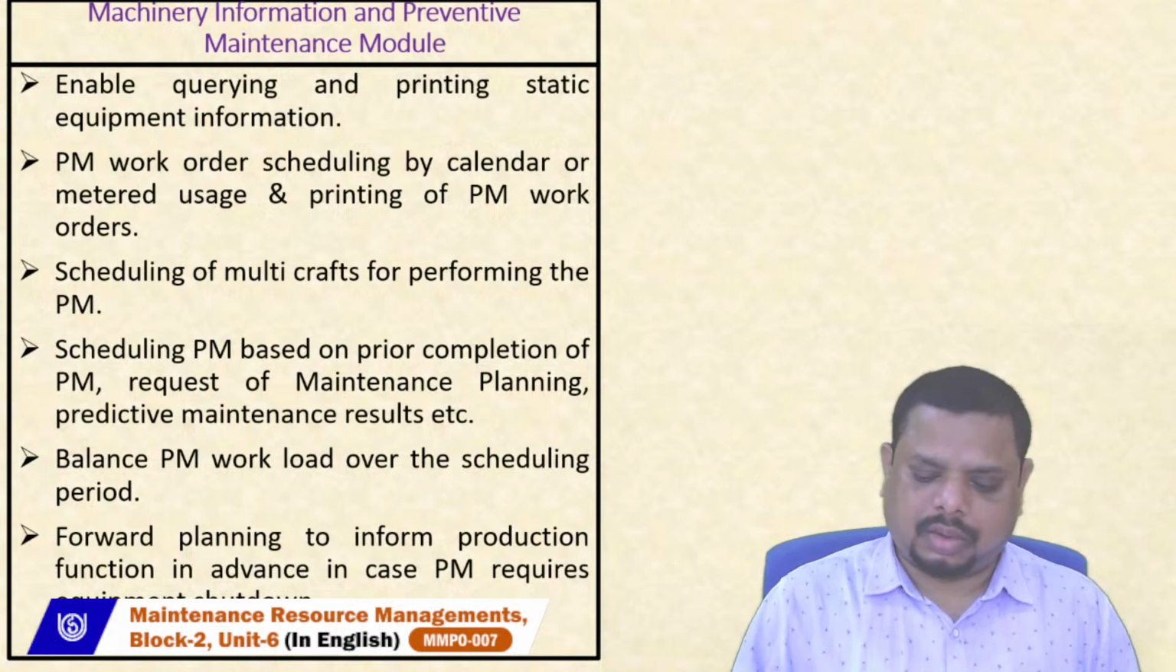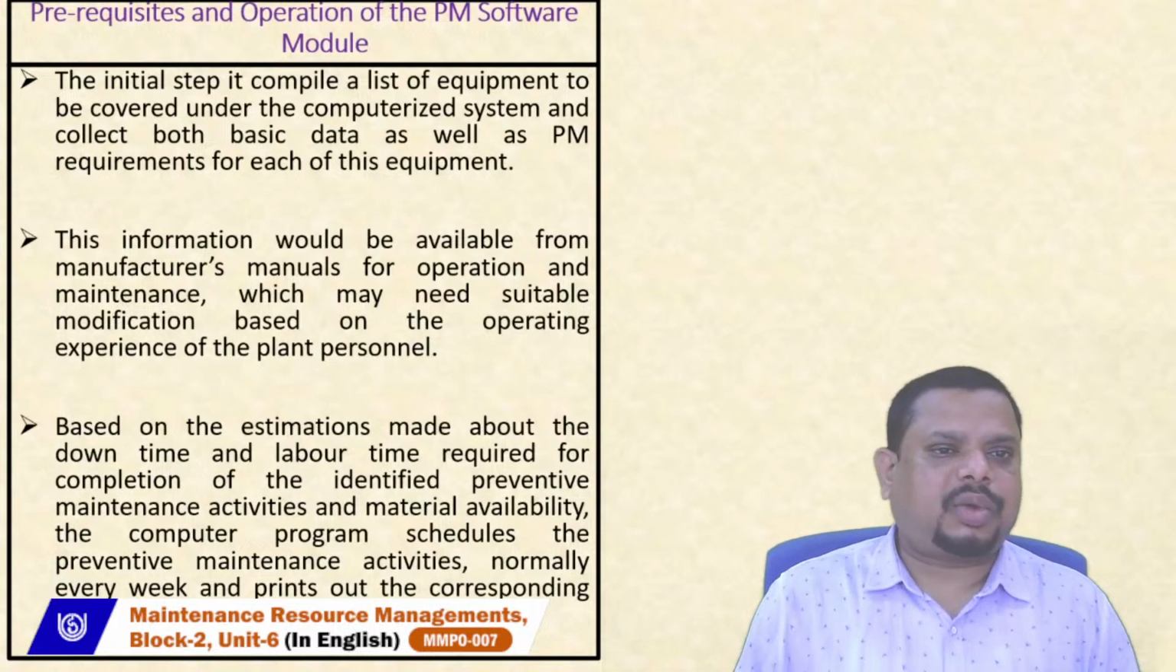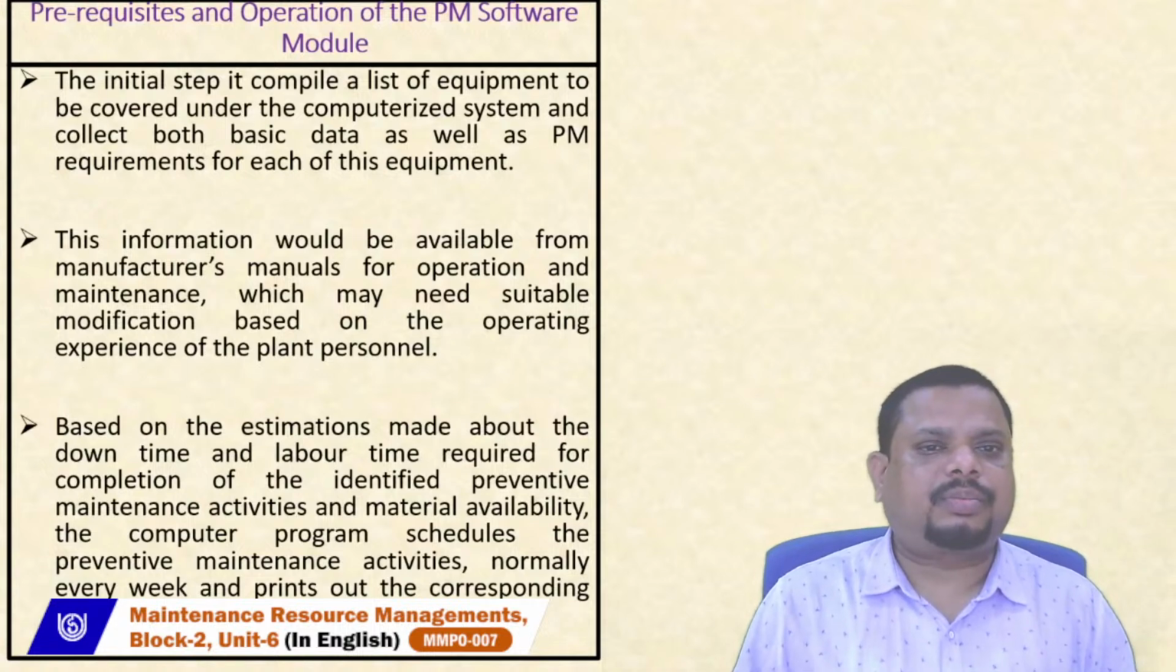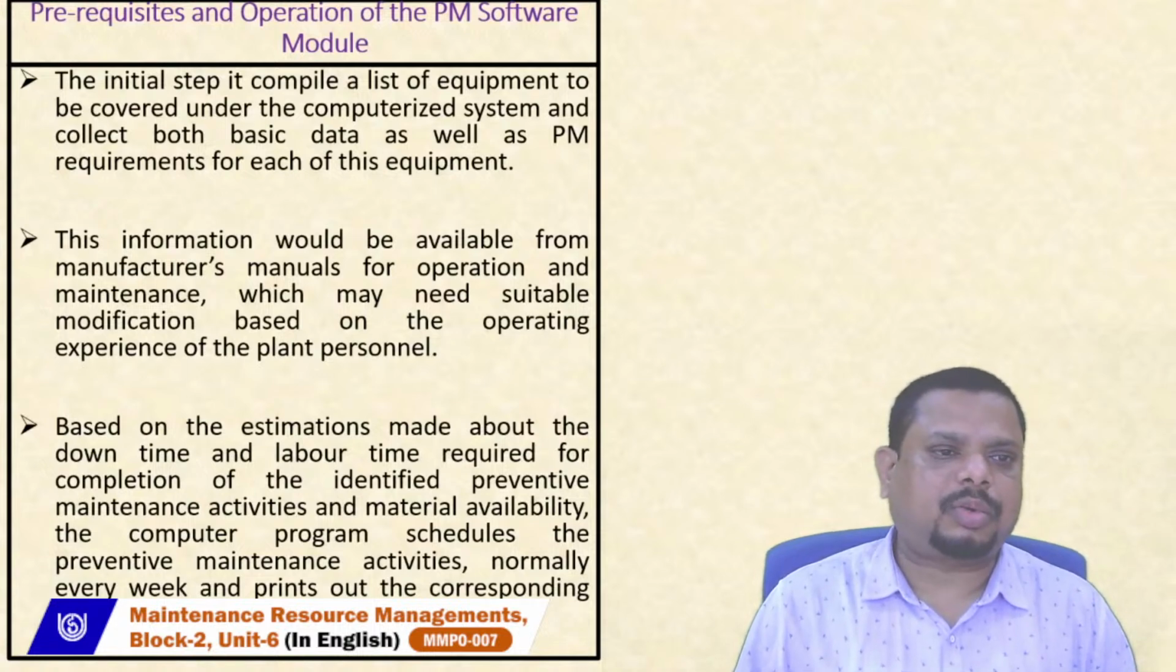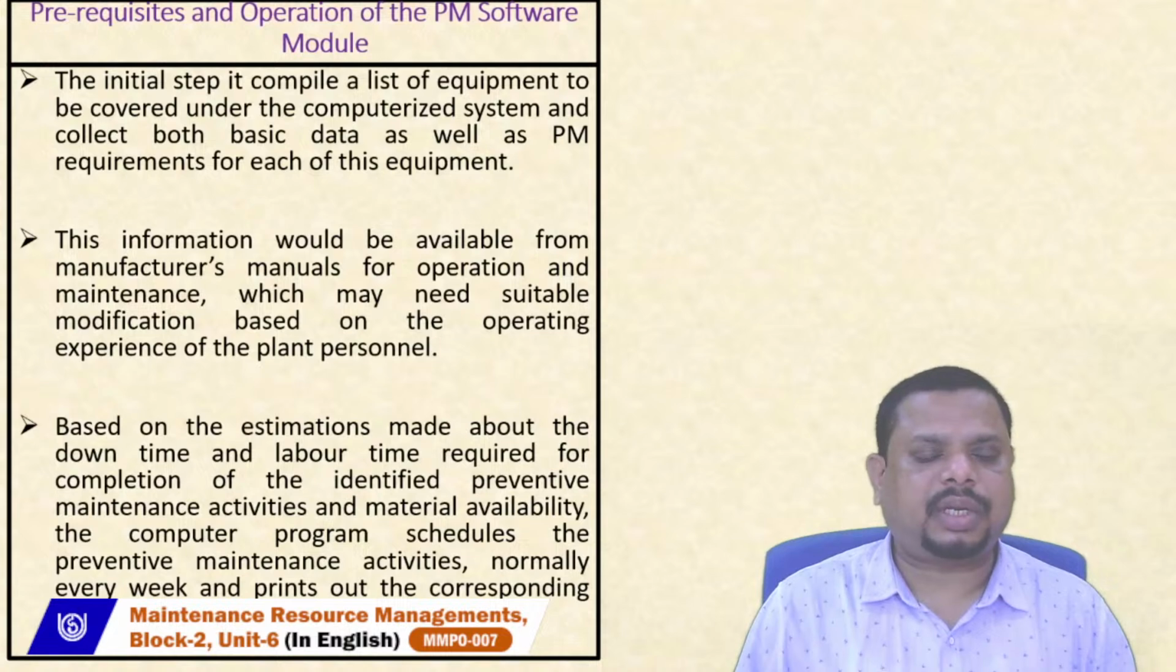In machinery information and preventive maintenance models, the second one we have is prerequisites and the operation of preventive maintenance software models. So in the initial step, it compiles the list of equipments to be covered under the computerized system. So before going for preventive maintenance, you have to provide the list of equipments and collect both the basic data as well as the preventive maintenance requirements. So what data is basically required?